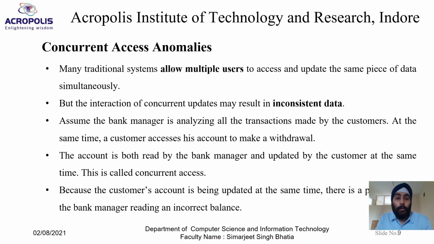Last but not the least, the problem of concurrent access anomalies. This is a very important problem, and because of it you can see how dynamic the technology and the systems are being made. Many traditional systems allow multiple users to access or update the same piece of data simultaneously. You have seen this quite frequently: from the same account a person might be withdrawing money from an ATM, or performing a transaction through a UPI app, and at the same moment a person can be depositing money into that account by going to the bank or through an ATM.